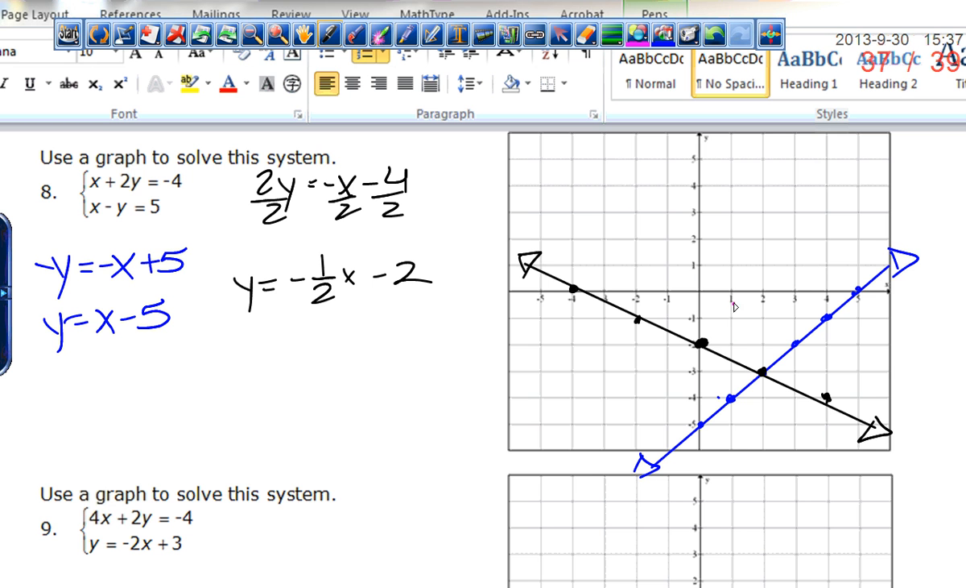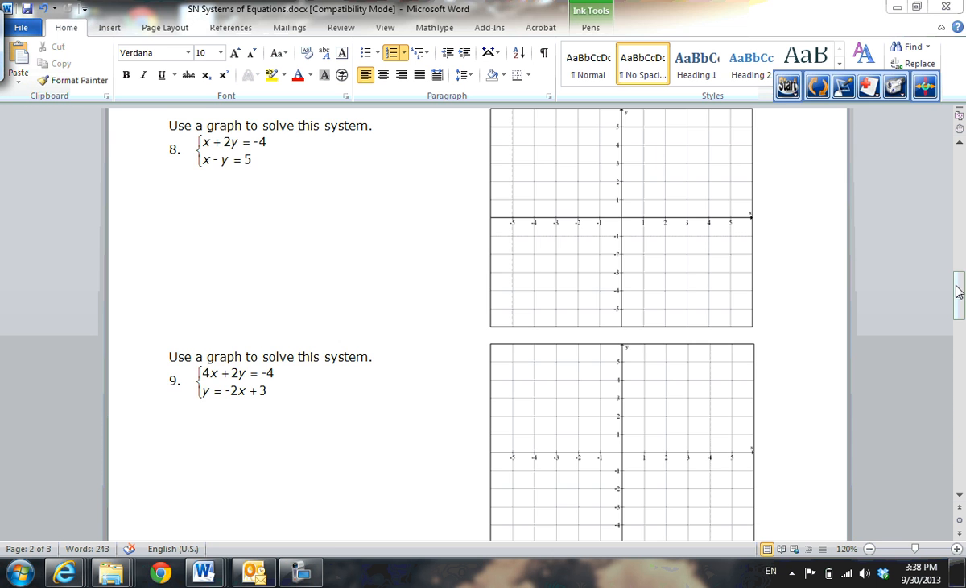Ordered pair. 2, comma, -3. Intersect right there. Gotta give the ordered pair. If you don't know how to write ordered pairs, do the ring. We had much graphing. Let's get 9.